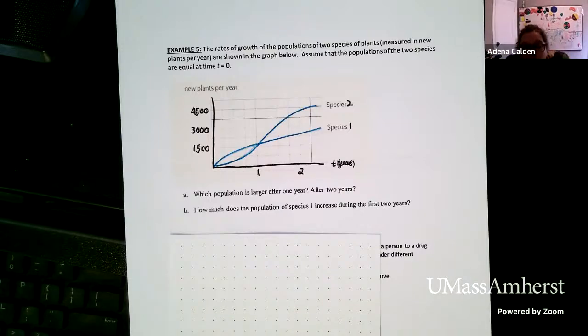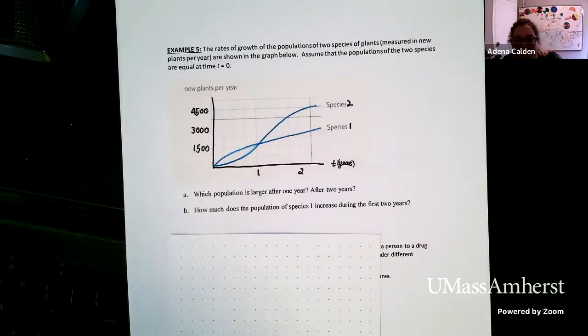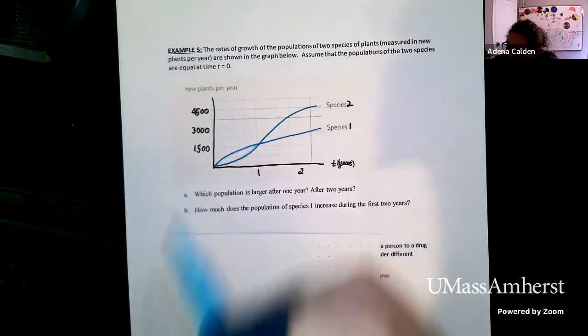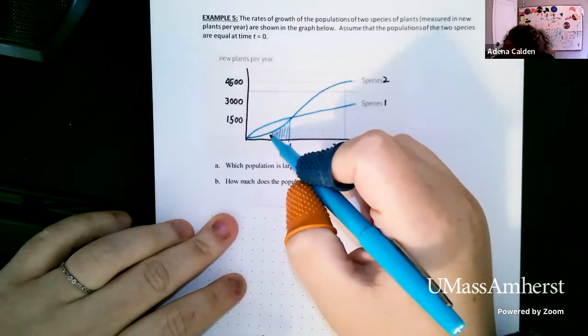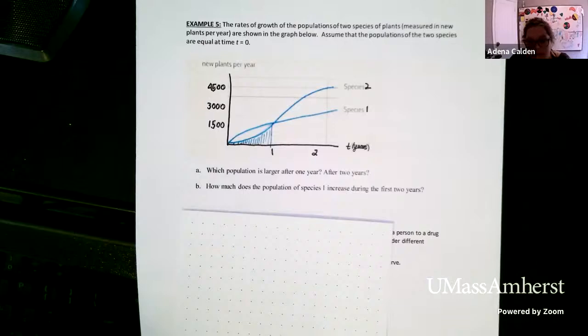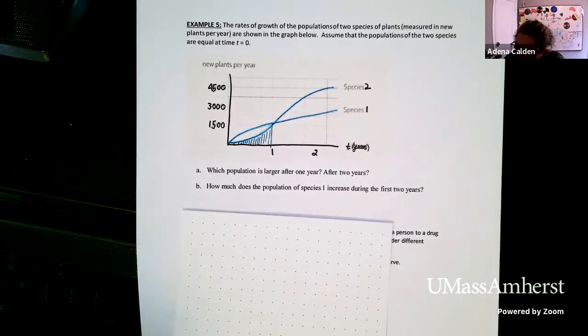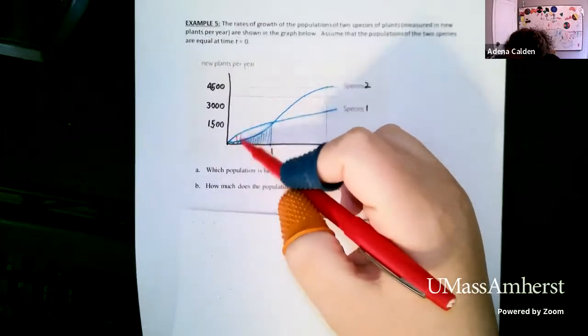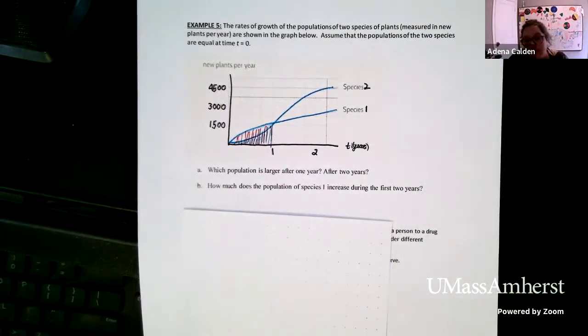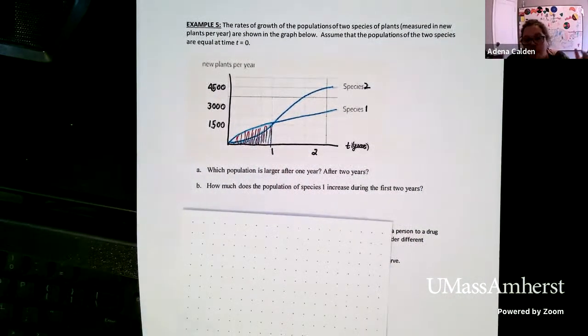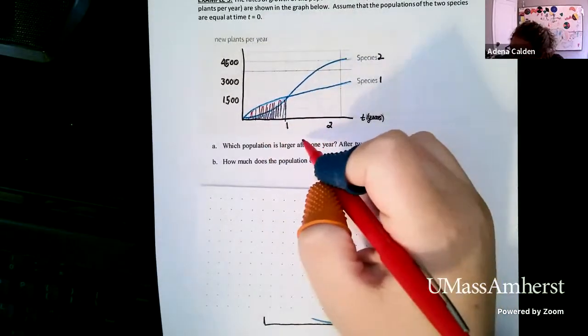Okay. So for part A, when we're considering which population is larger after 1 year, we're considering area under the curve because the area under the curve tells us how much the original population changed. So for species 2, at time equals 1, the area that represents how much the species changed looks like this. Whereas for species 1, the area under the curve is quite a bit bigger, which means that after 1 year, species 1 had a larger increase since there's more area under the curve.